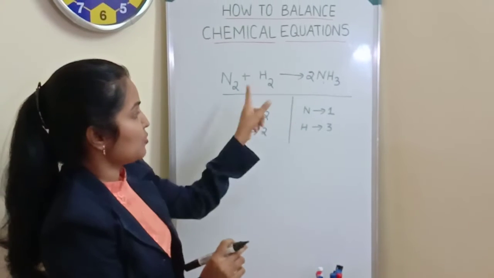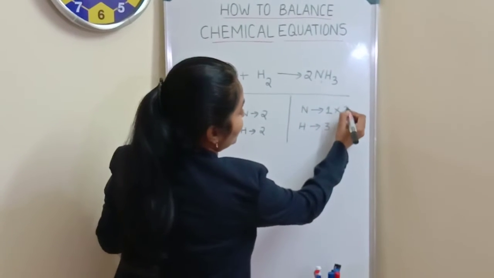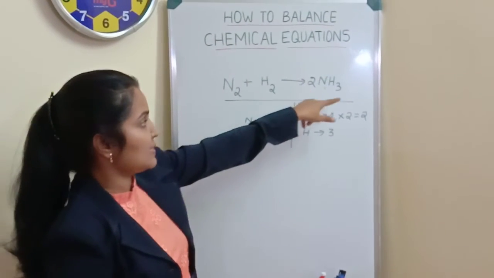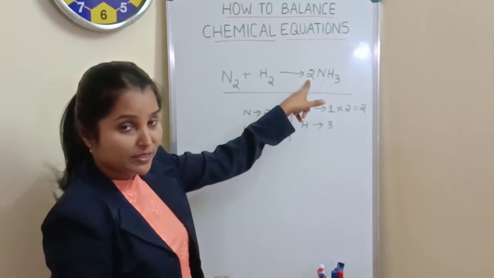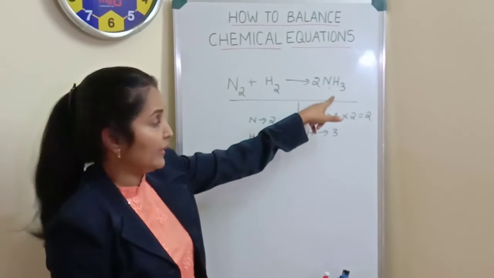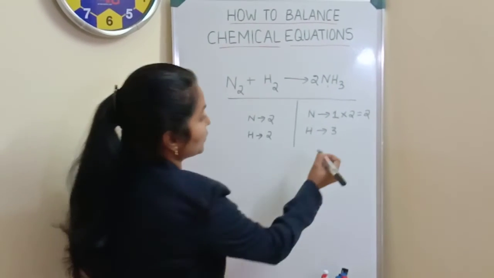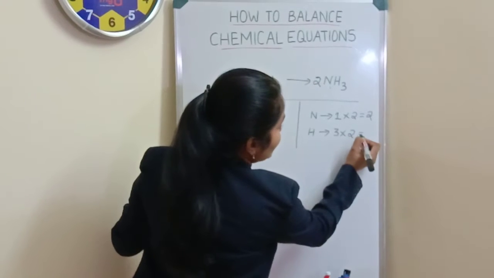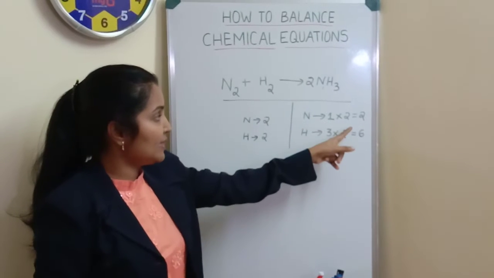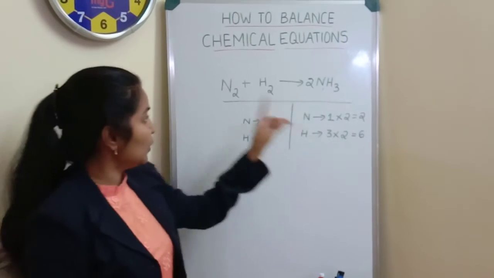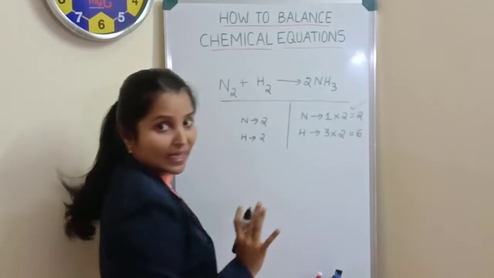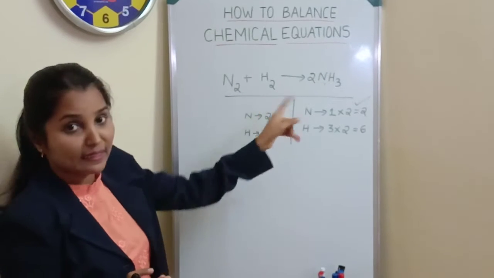So it becomes 2 nitrogen. So 1 into 2, it becomes 2. Then when I have changed this to 2, since this is the product, this coefficient 2 is common for nitrogen and for hydrogen. So the value of hydrogen also changes accordingly. So 3 into 2, it becomes 6. So in the product side, now we have 2 nitrogen and 6 hydrogen. Look here. In the reactant side we have 2 nitrogen. So nitrogen is balanced. The number of nitrogen atoms is the same on either side.